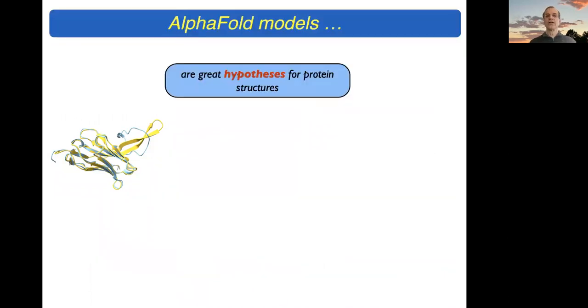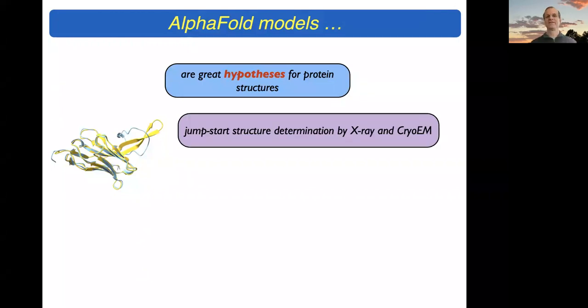So let's talk about this. AlphaFold models. I'm going to give you the 4 bullet point summary of this talk now. AlphaFold models are great hypotheses for protein structures. And if you don't learn anything else from my talk, just remember that. They're great hypotheses. They're not answers, they're hypotheses, and they are great.